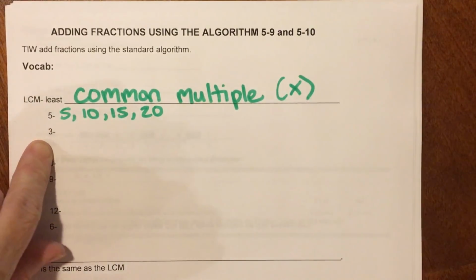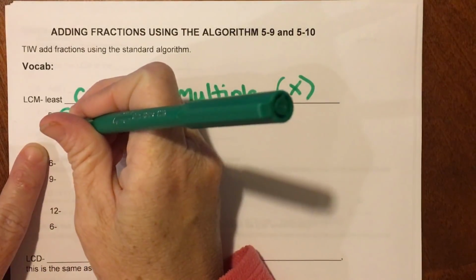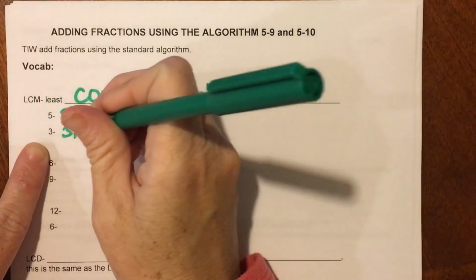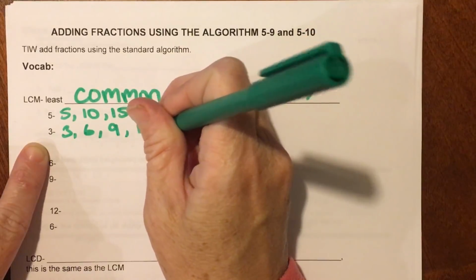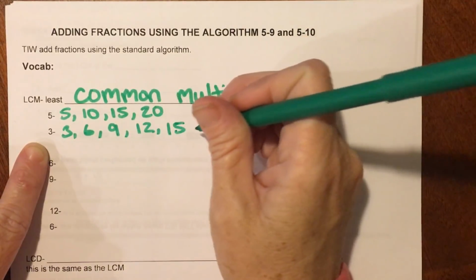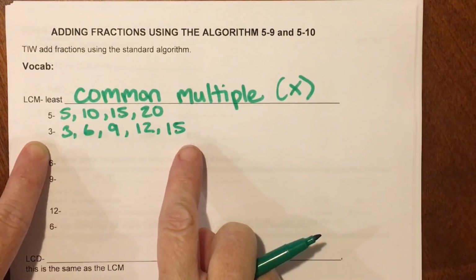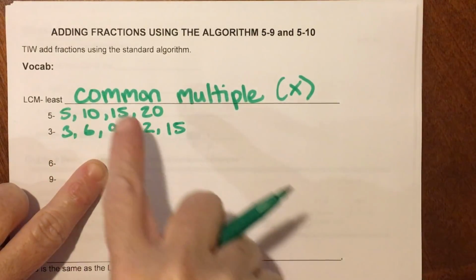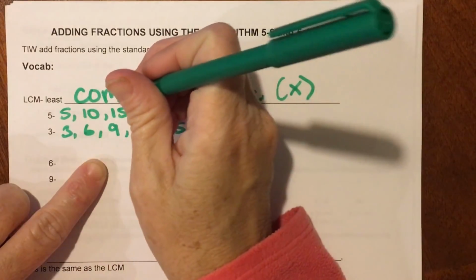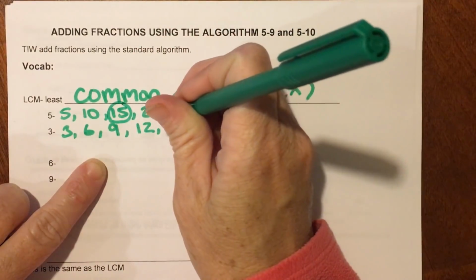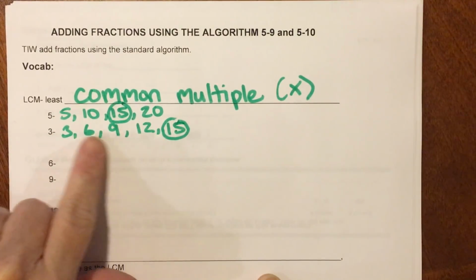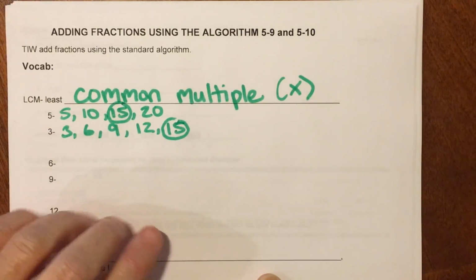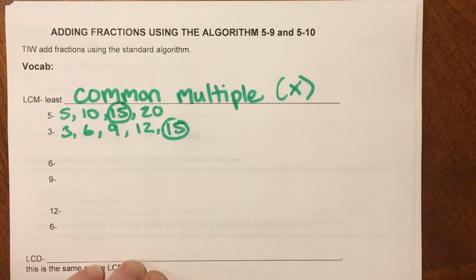Okay, now I'm going to list my multiples for 3. So I'm thinking in my head, 3 times 1 is 3. 3 times 2 is 6. 3 times 3 is 9. 3 times 4 is 12. 3 times 5 is 15. Ooh, I'm going to stop. Notice I found a common one. I found 15 to be a common one. Is there anything smaller than that they had in common? Nope. And I wanted the least one, the smallest. So the least common multiple for 5 and 3 is 15.